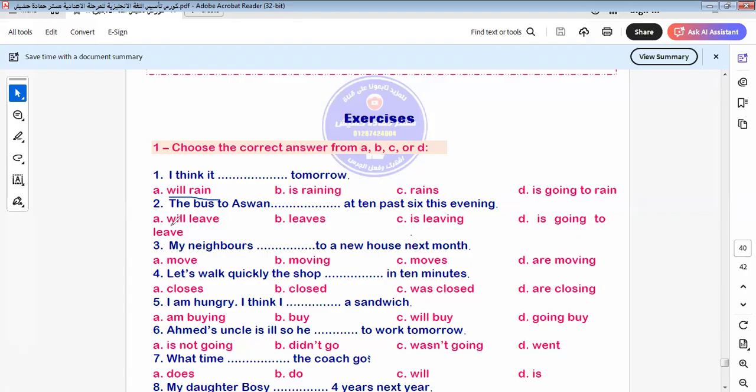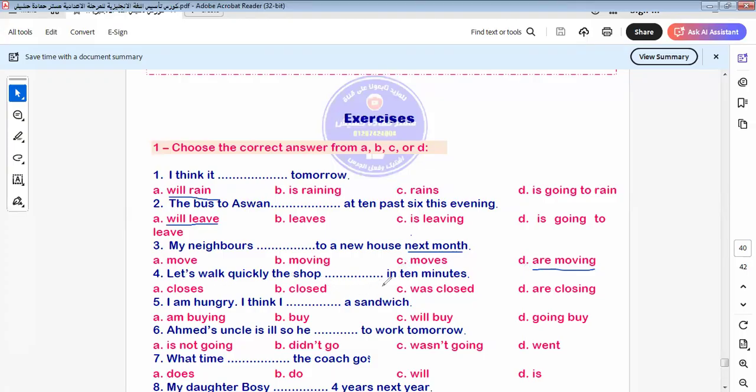The bus to Aswan will leave at 10:06 this morning. My neighbors are moving to a new house next month. So here it will be "are moving." Are moving, because here is the present continuous tense expressing future.